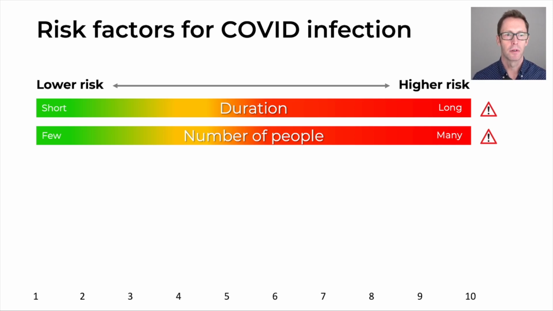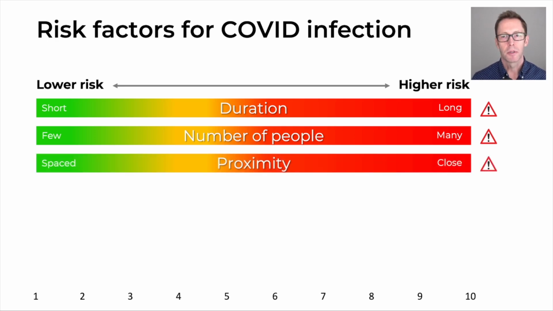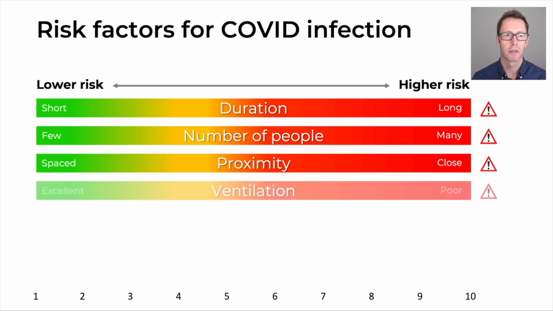Obviously, if you have very few people in a space, that's going to be lower risk, whereas if you've got a large number of people, it's going to be higher risk. You can have more likelihood of an infectious person being in the room. We talked about physical distancing, and proximity is another risk factor. So when you've got people spaced out, you are greatly reducing the risk of close range or short range transmission. And when you have people packed in very close proximity, then that close range transmission risk is going to be much higher. Ventilation, we've talked about quite a lot.